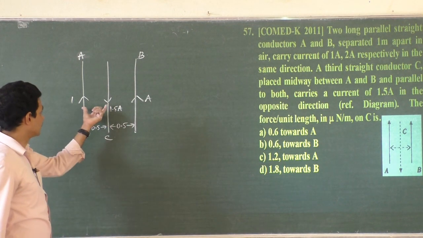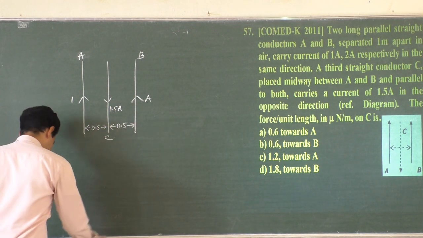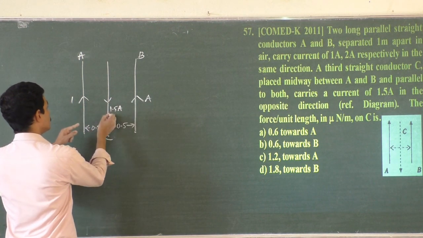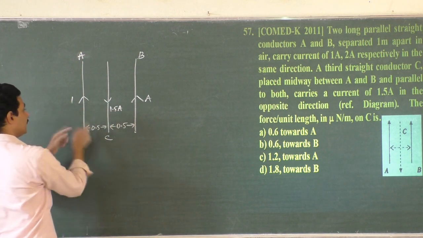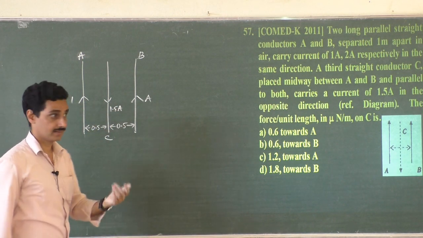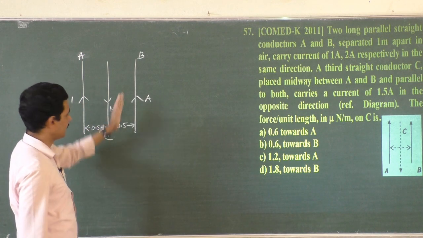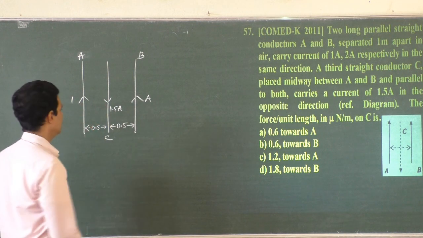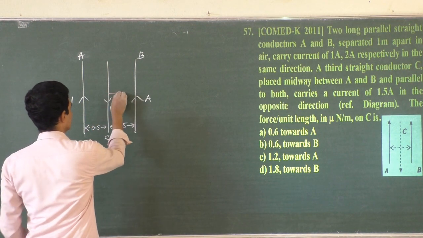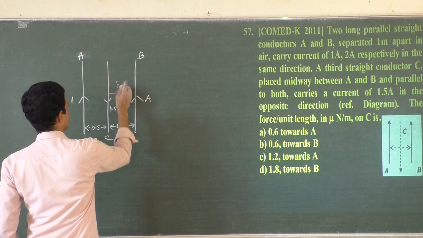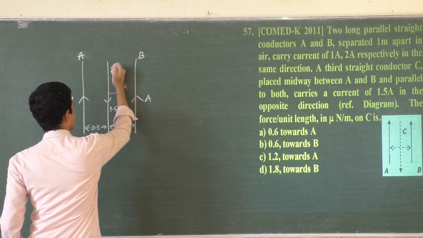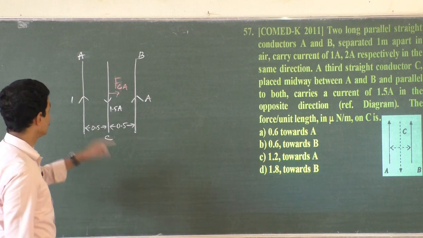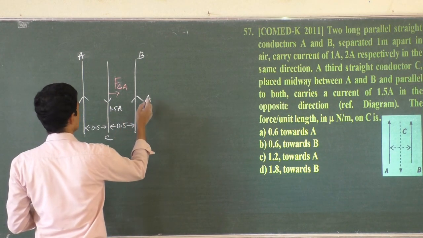Now these two conductors should repel each other. So what should be the direction of force on C due to A? A should repel C, C should repel A. But what is on C? Question is on C, right? A will repel C, because when two unlike currents are passing, they should repel. So that means force on C due to A. What about force on this, how much ampere?